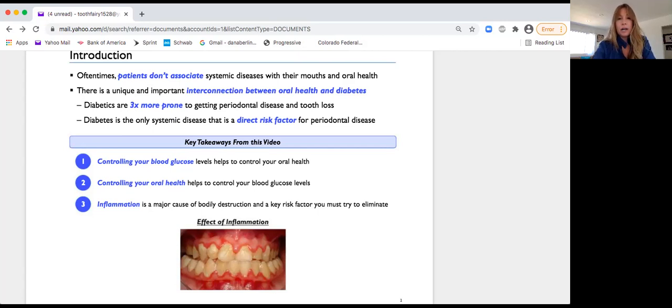Here's a quick picture of inflammation, and this happens to be gingivitis, which is the inflammation of the gums because of this plaque, this white stuff. We'll talk about that more.